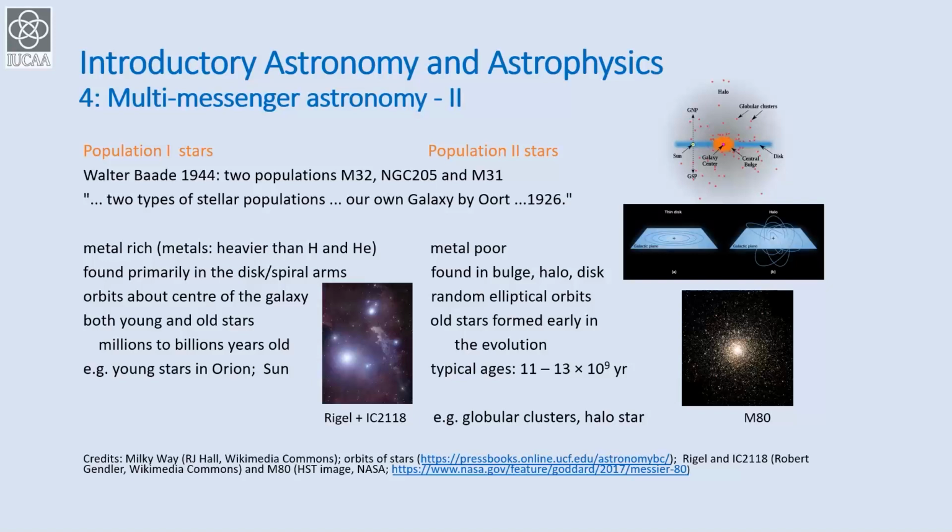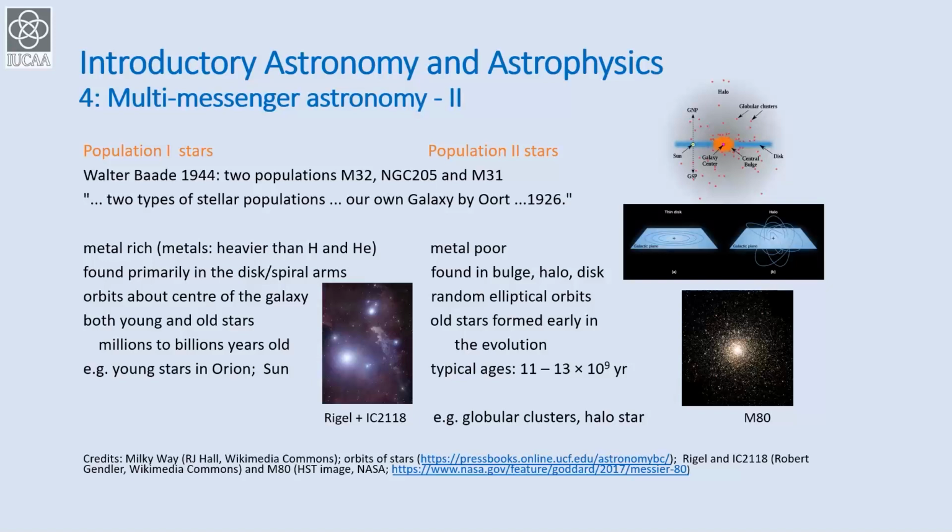So the population 1 stars are basically metal rich. Metals are all elements heavier than hydrogen and helium. They are found primarily in the disks or spiral arms of galaxies. They orbit about the center of the galaxy, and they consist of both young and somewhat oldish stars. They could be millions to billions of years old. Metals constitute maybe at best a few percent of the mass of the galaxy. Young stars in Orion, as well as our sun, are examples of population 1 objects. This picture shows you Rigel and the reflection nebula IC 2118.